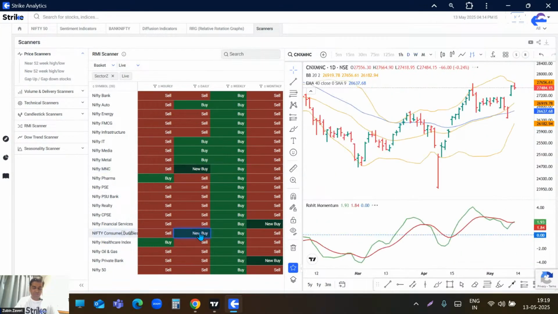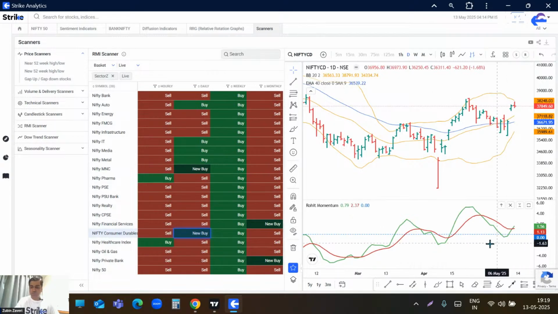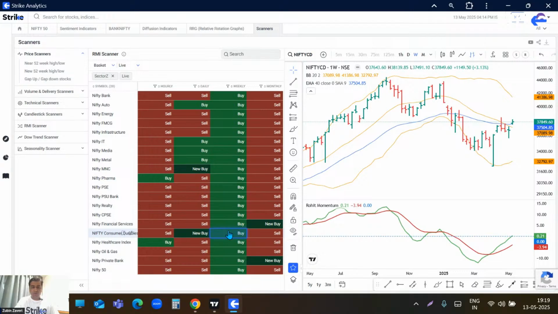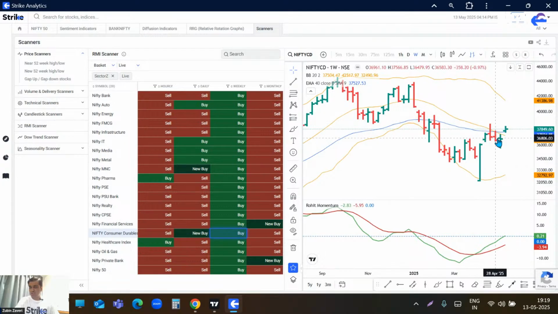Consumer durables, we just saw on the RRG chart as well. The consumer durables index has given a very good RMI buy, a new buy signal, where RMI went below zero. It completed its cycle over here, and then it gave a new buy. All right. The index is above its moving averages, 40 EMA and 20 SMA. And on the weekly time frame chart as well, from below the zero line it has crossed above this also.